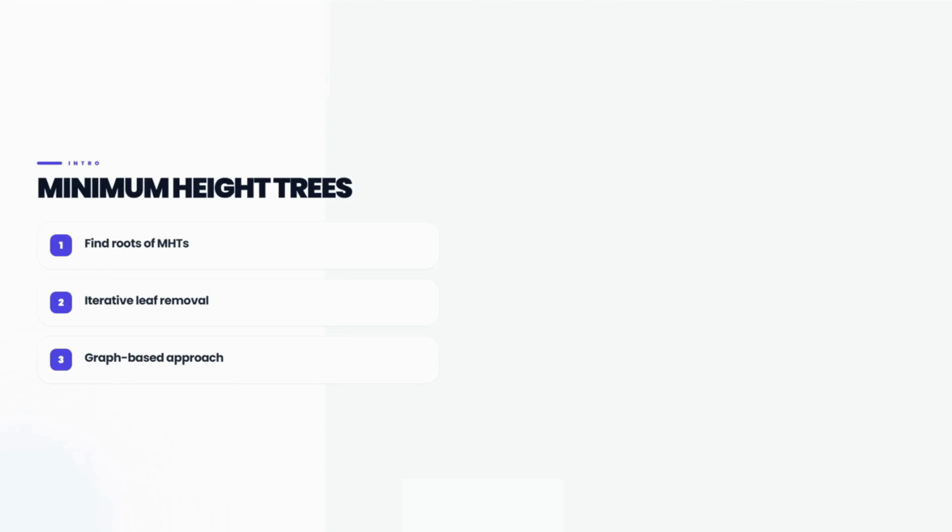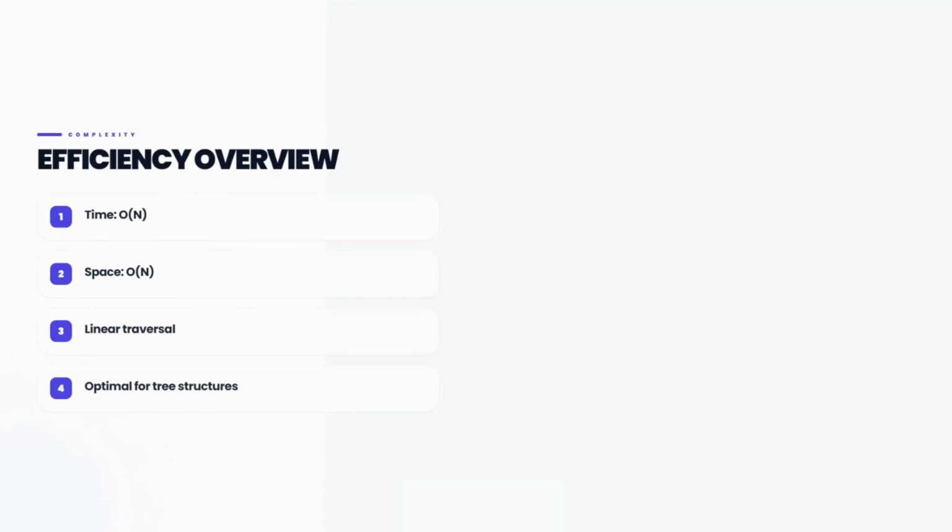Let's try to implement it using solution 1. Efficiency overview. The time complexity is big O of n, and the space complexity is also big O of n, where n is the number of nodes. This is highly efficient, as we only traverse the graph a constant number of times.